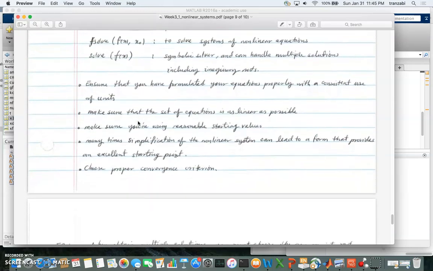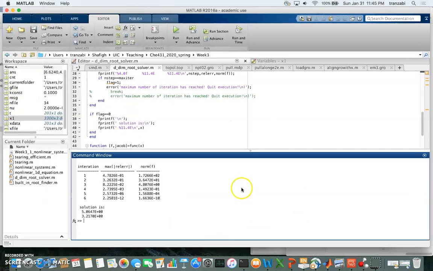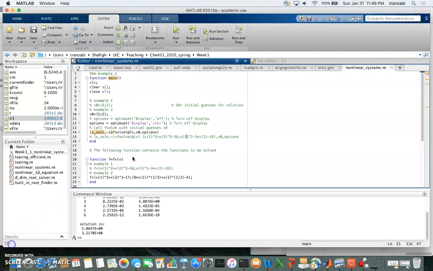So let me get to here and see if there's an example we can do for multi-dimensional cases. So this is one example, where we have a system of two equations, two unknowns. The first equation is x1 squared plus x2 squared minus 17 equal to 0. The second one is 8 times the cube root of x1, plus the square root of x1, minus 4 equal to 0. So in the next video, I'm going to show you how we can solve this system using fsolve in MATLAB.